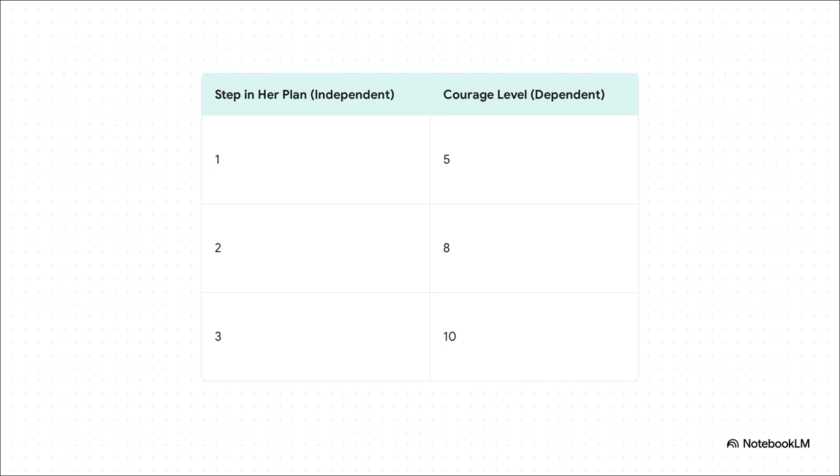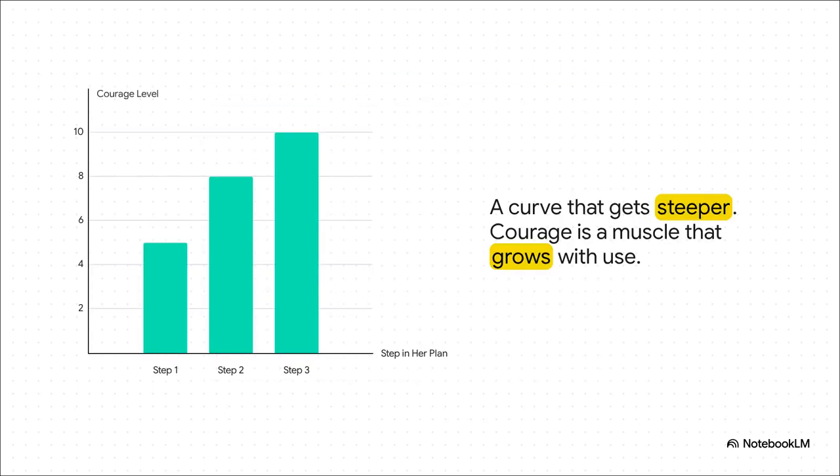See how her courage level doesn't just increase steadily? It accelerates. It jumps from 5 to 8 and then to 10. The lesson's point is that each act of courage made the next one not just possible, but maybe even a little easier, creating this powerful momentum. And you can really see that acceleration on the chart. It's not that straight line we saw with Paul's graph. It's a curve that's getting steeper and steeper. The lesson uses this to show that courage can be like a muscle. It grows stronger and faster every time you use it.